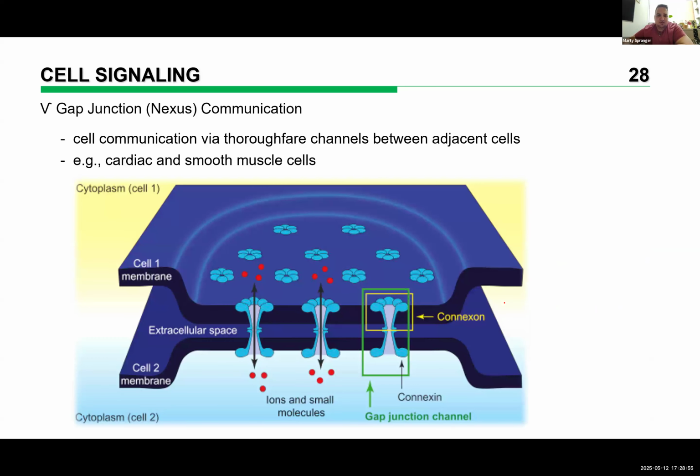Here's nexus communication. So we have cardiac cells or smooth muscle cells. Here's one plasma membrane. Here's another. And then this right here is called the gap junction.